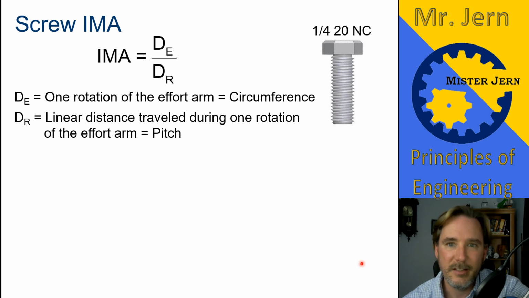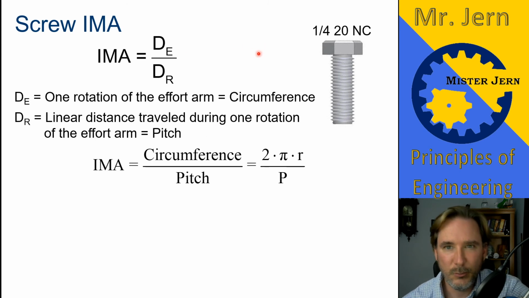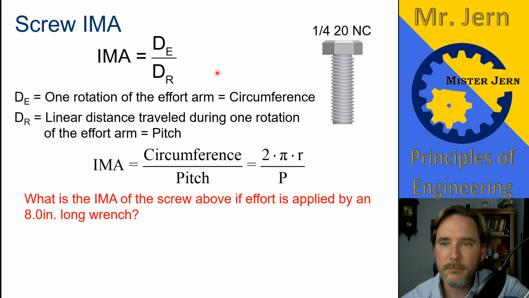The resistance distance is how far does the screw travel in that one rotation. In other words, it's going to be the pitch of the screw. So the way to find the IMA of a screw is to take the circumference divided by the pitch. So you need to know the pitch, which fortunately is given to you in the identification of the screw. And 2 pi r, well, that's also given in the identification of the screw. So in this case, we have an 8-inch long wrench to push this in.